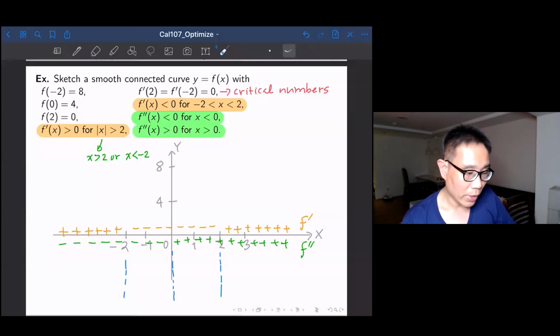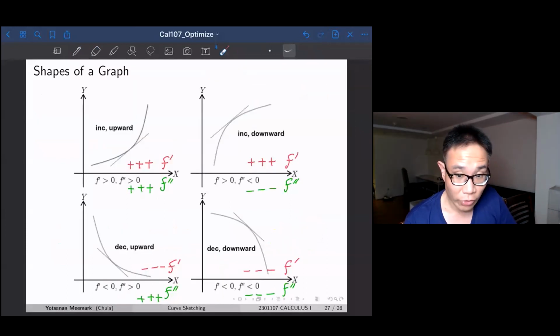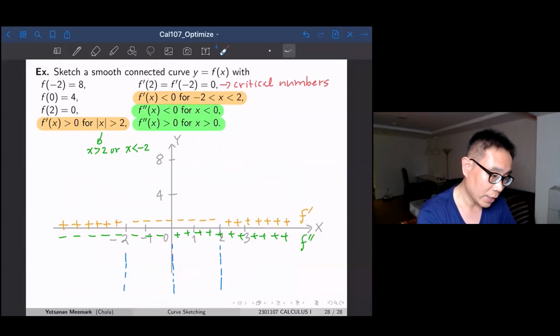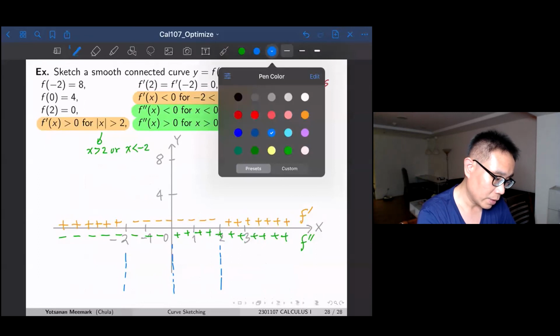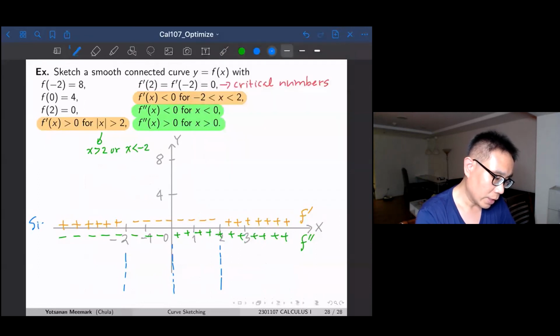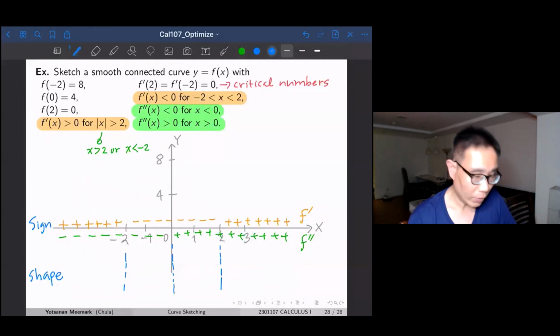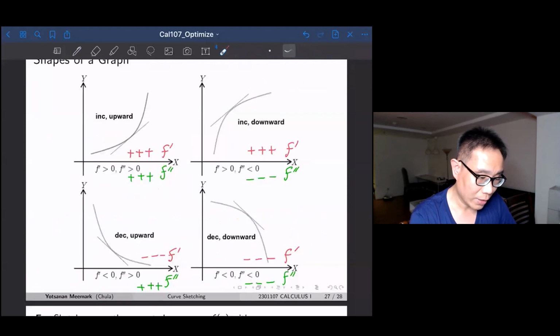And you're going to compare with what we have on the previous page about the shape of the graph. So here you have the sign, and you're going to have the shape of the graph. This one we're going to read as increasing concave down, increasing concave down.